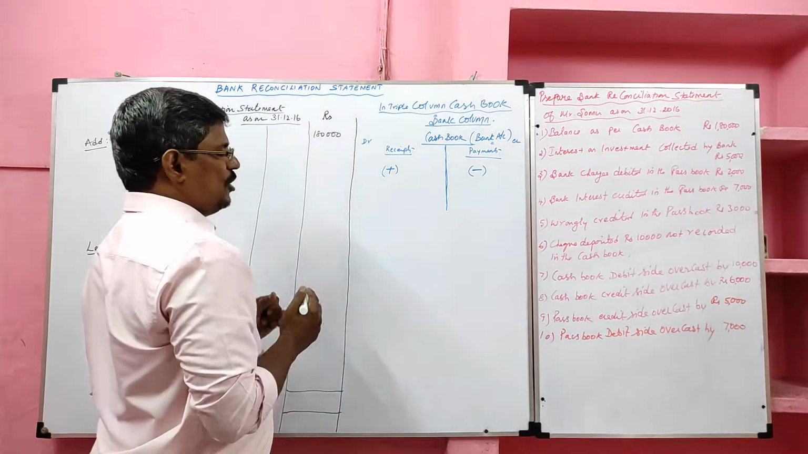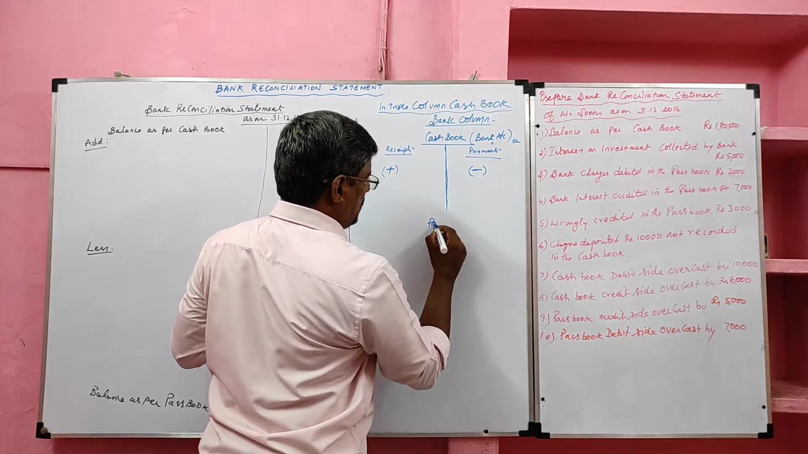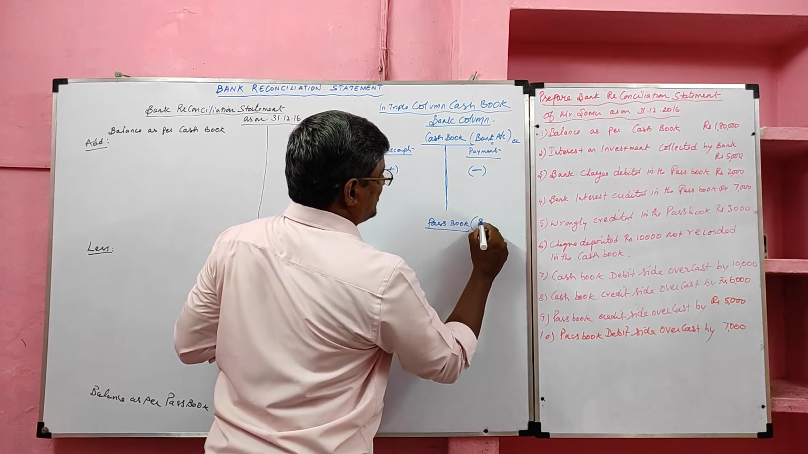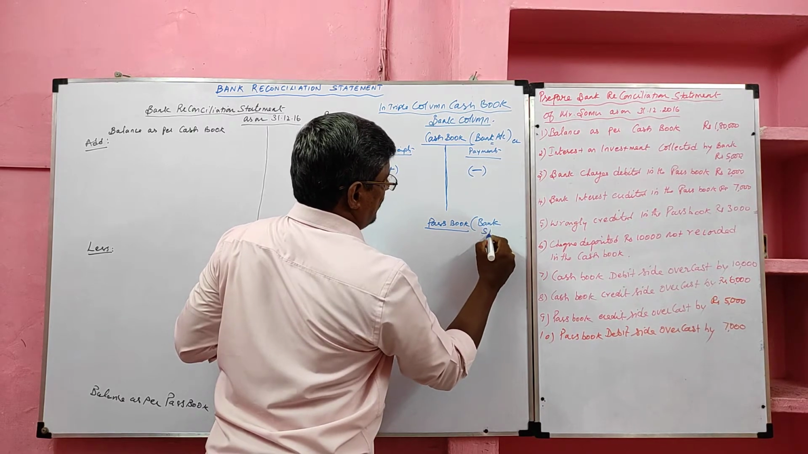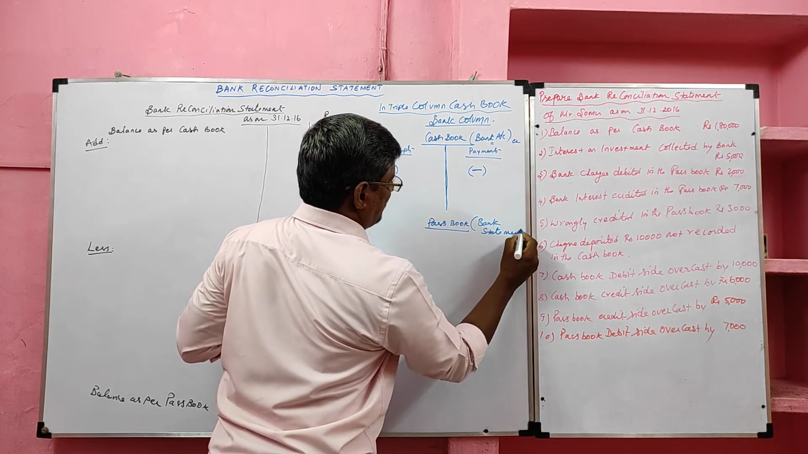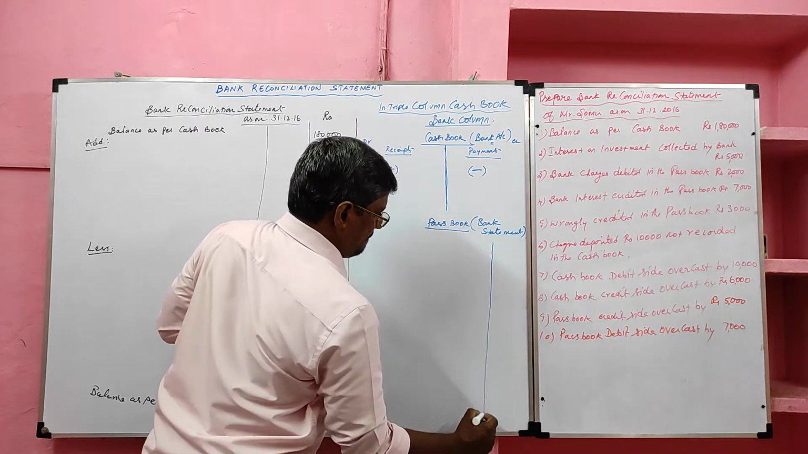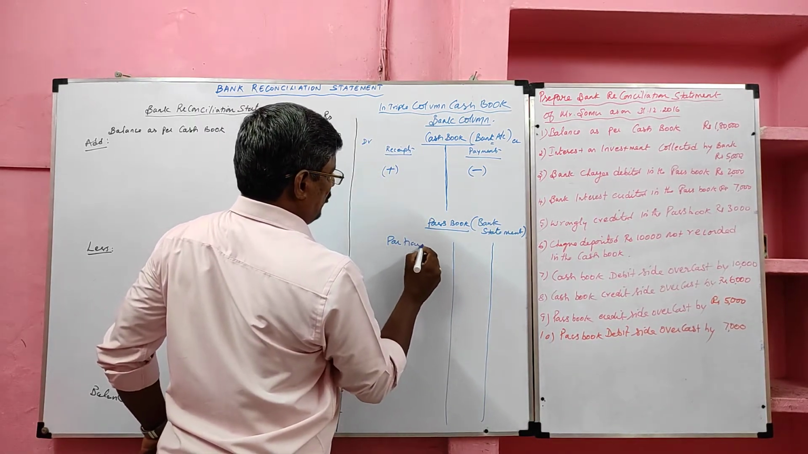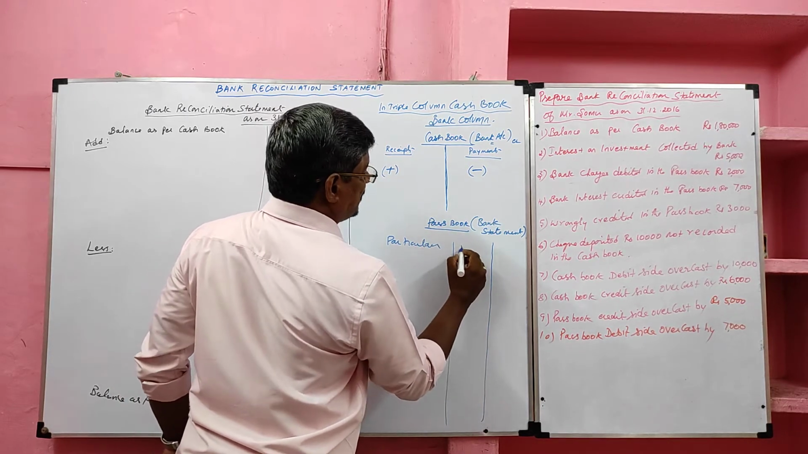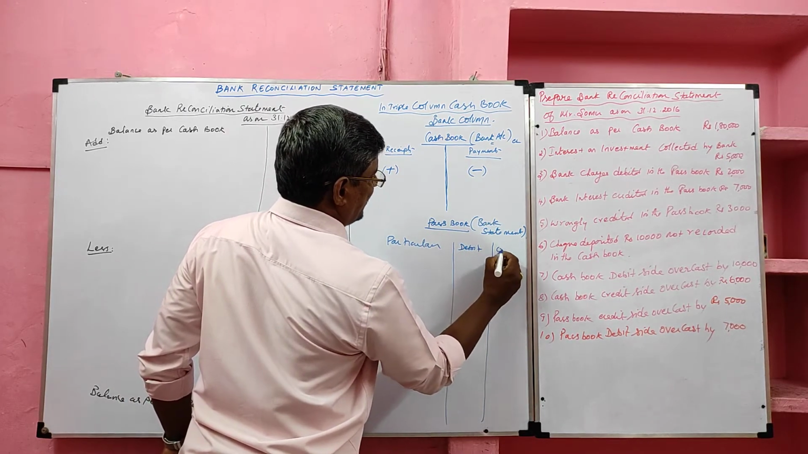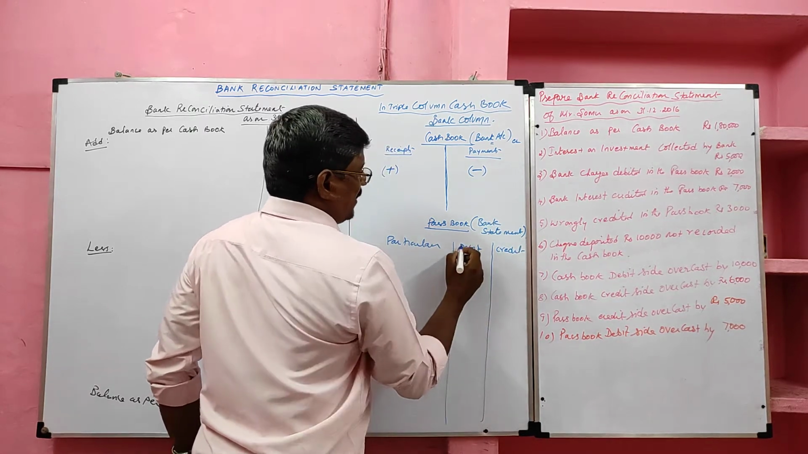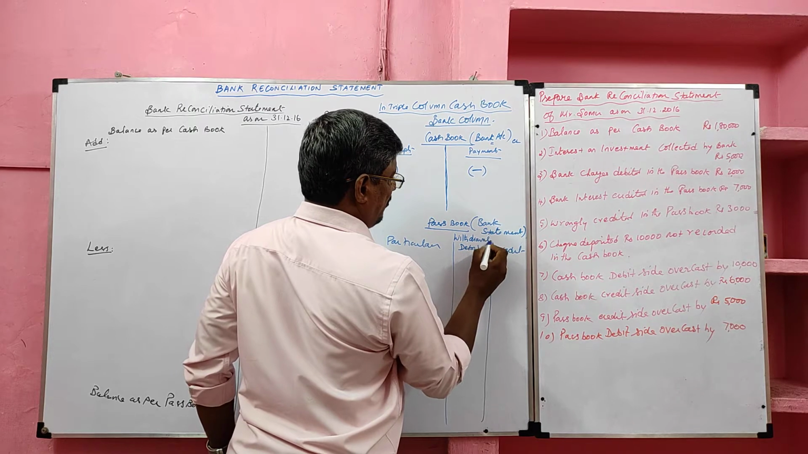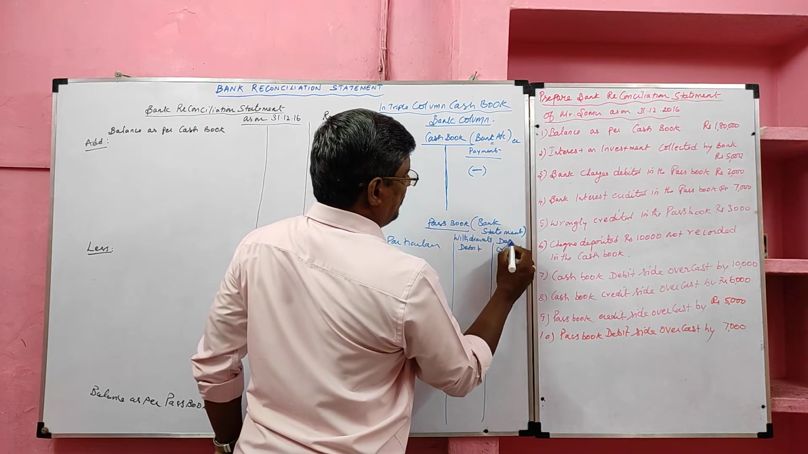Next, we need one more document called passbook. Passbook is also known as bank statement. It has three columns: particulars, debit, credit. On the debit side, all withdrawals from the bank are recorded. On the credit side, deposits are recorded.